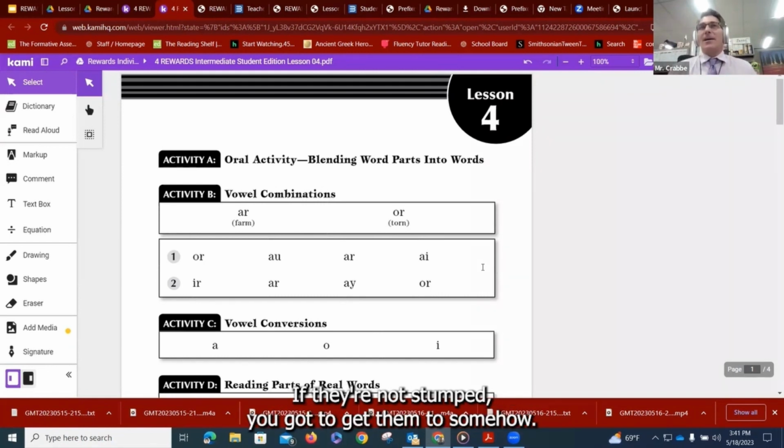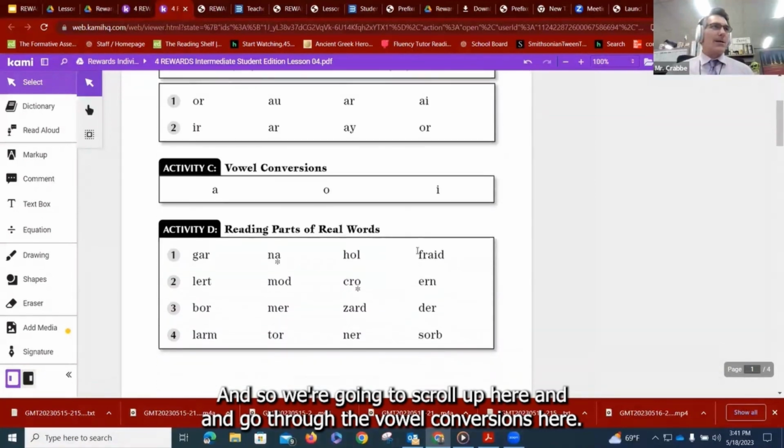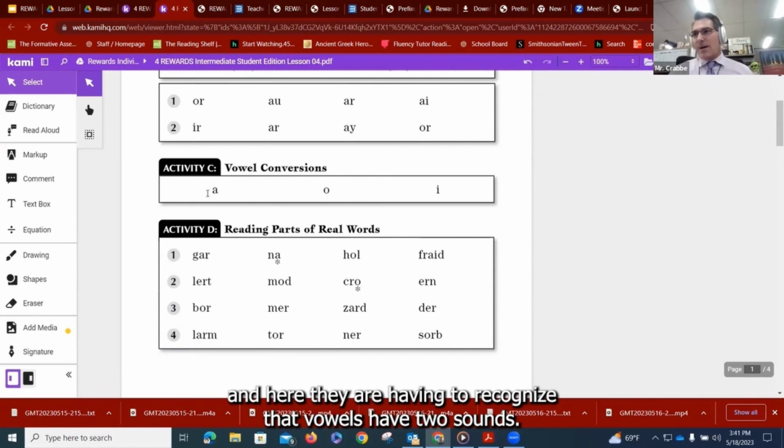If they're not, you gotta get them to somehow. So that's a really important part. So activity C is the vowel conversions. And so we're gonna scroll up here and go through the vowel conversions here. And here they are having to recognize that vowels have 2 sounds.